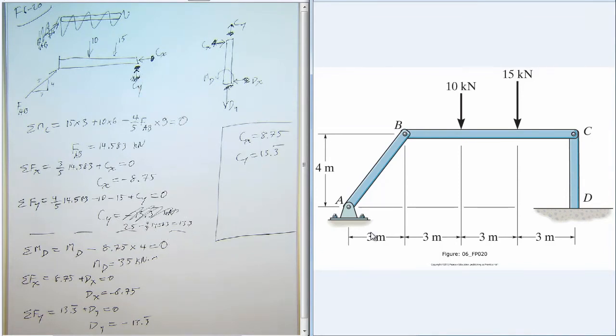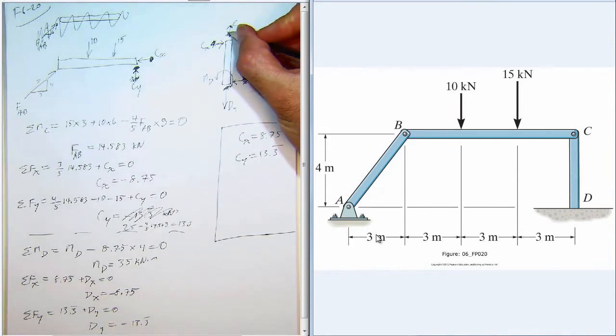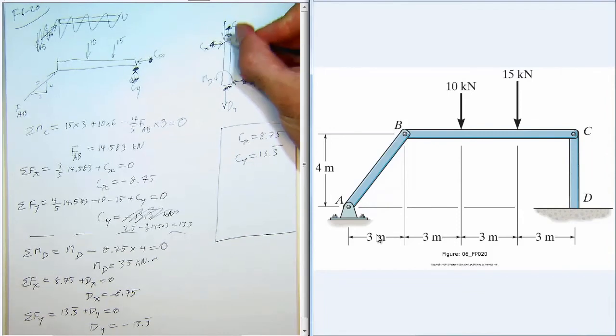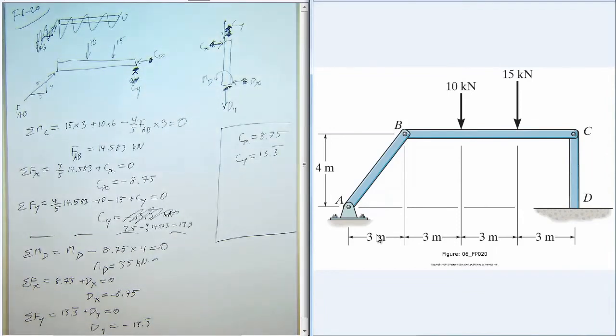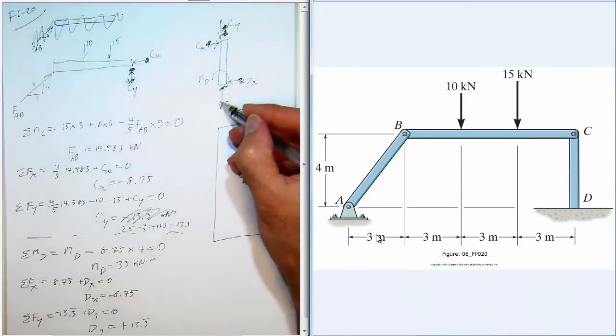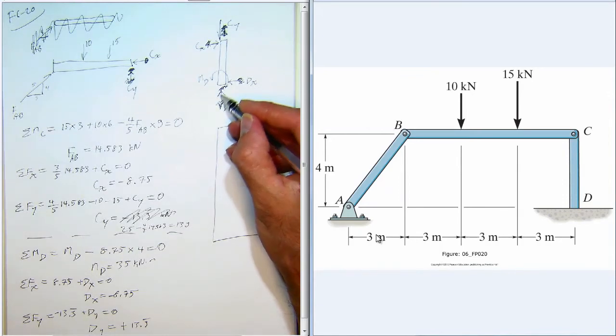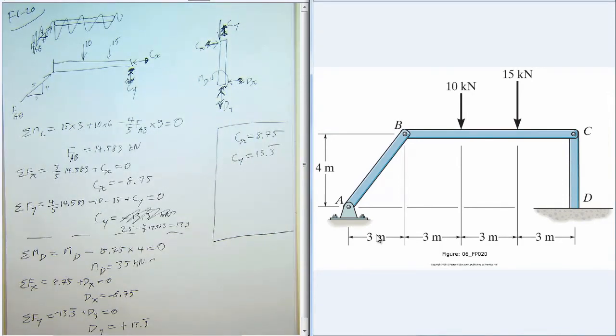So Cy points up here, and that means that it points down here, like we had shown to begin with. So Cy points down. And so in this equation, we would have negative 13.3 plus Dy, so that gives that Dy is 13.3. So Dy actually points up. Okay. So it's good, whenever you finish a problem, to just look at the answers and look at the schematic and check to make sure that your answers are sensible.